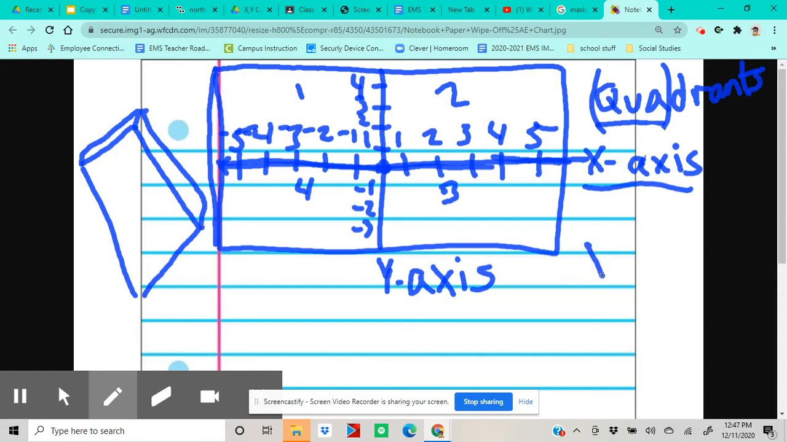Later in school, you will add the Z plane or axis. My apologies, the Z axis. But for right now, we're not going to discuss that. I'm sorry, Z. But no, not today.